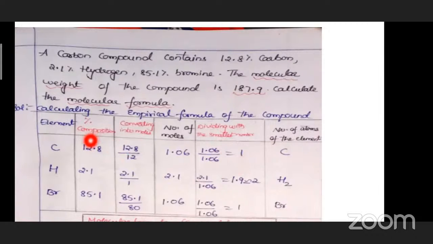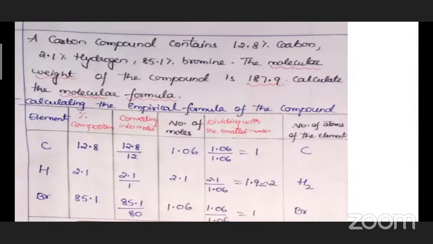So what is the first step? We have to write down the percentage composition. In the first column, you write down the elements. What are the elements? Carbon, hydrogen, bromine. One by one you write. Their percentages you write: 12.8, 2.1, 85.1. Now convert into moles. How to convert? We have to divide these weights by their atomic weights. 12.8 by 12, because 12 is the atomic weight of carbon; 1 is the atomic weight of hydrogen; 80 is the atomic weight of bromine. Upon doing that, we get the number of moles.